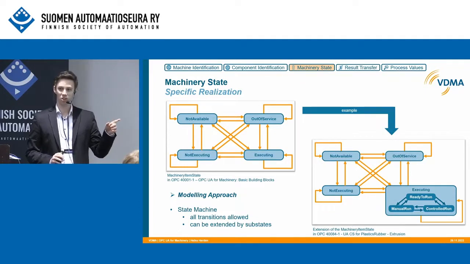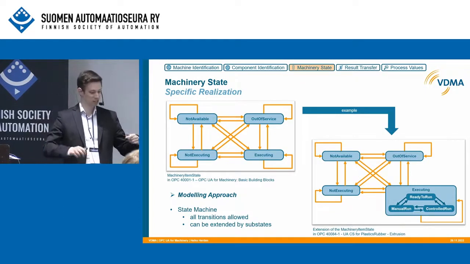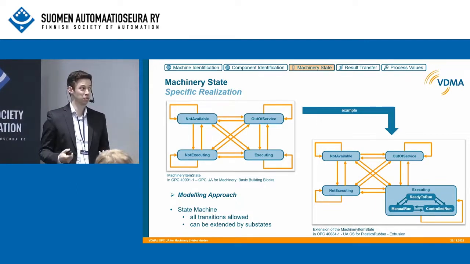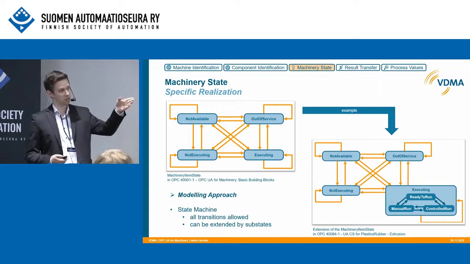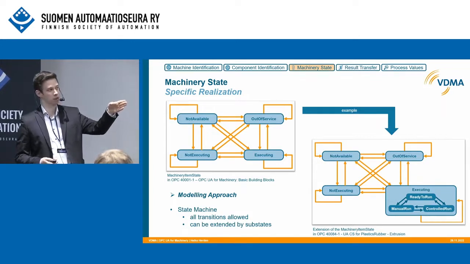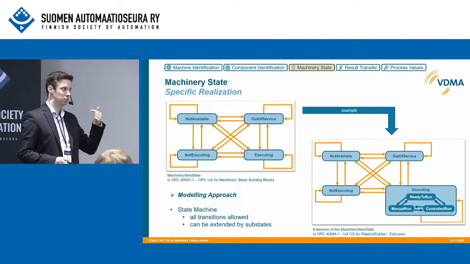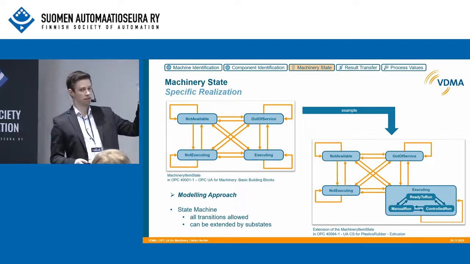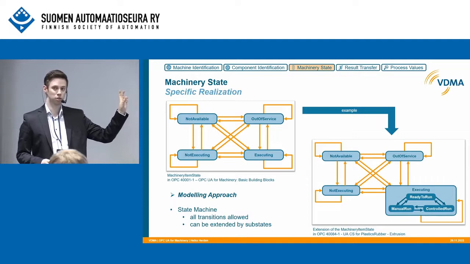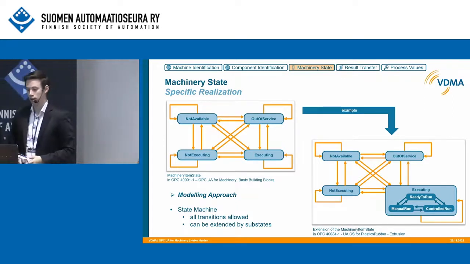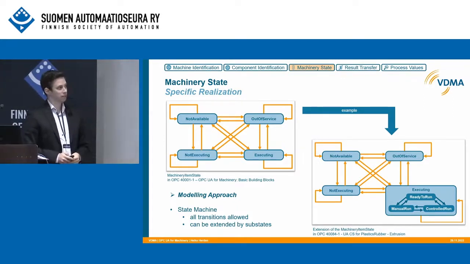But for extrusion, not, because the extrusion machine needs to heat up all the time to be really ready to run. So it has to do something to be ready to run. And that's the reason why in this case, ready to run is in executing, in the substate. And there you see why we picked this modeling approach. So we have the simple basis in OPC UA for Machinery, but the domains can do substates so that it fits for their specific machine. So this is the machinery state.